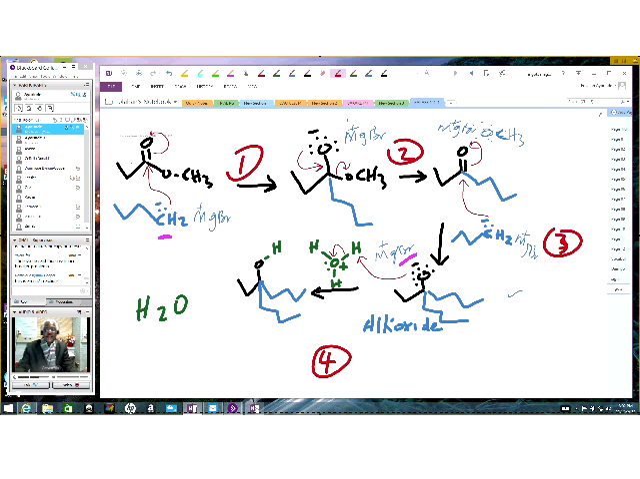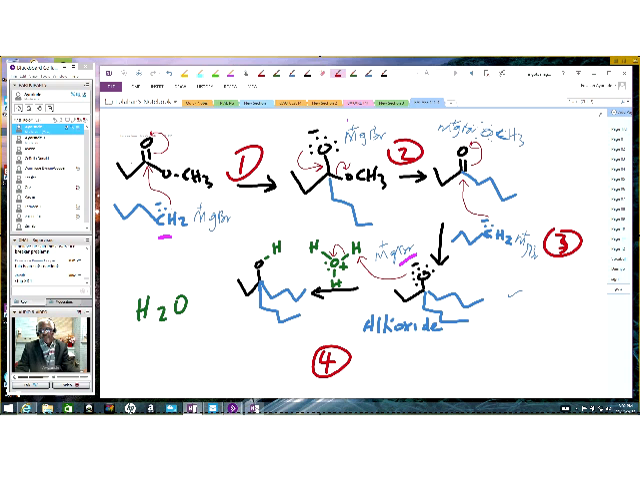Now, supposing I gave you a ketone, and I say, give me the reaction mechanism for the transformation of a ketone to a tertiary alcohol using a Grignard reagent. Which of these steps are you going to use? Exactly. 3 and 4. It's just 3 and 4. Okay?